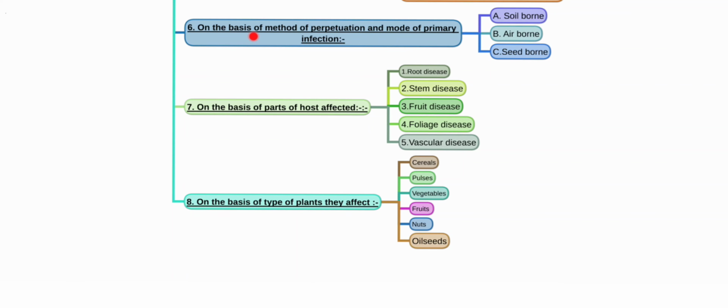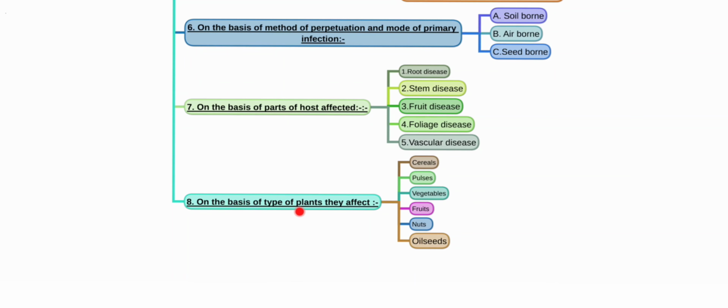Sixth is on the basis of method of perpetuation and mode of primary infection. It is divided into three parts: soil-borne plant diseases, airborne plant diseases, and seed-borne plant diseases. And seventh is on the basis of parts of host affected. The plant diseases are classified into five parts. First one is root disease, second one is stem disease, third one is fruit disease, fourth one is foliage disease, fifth one is vascular disease, and the last one is eighth.